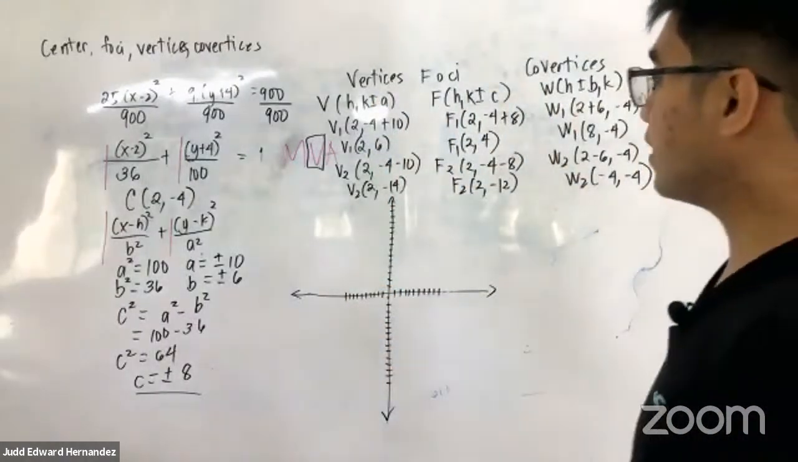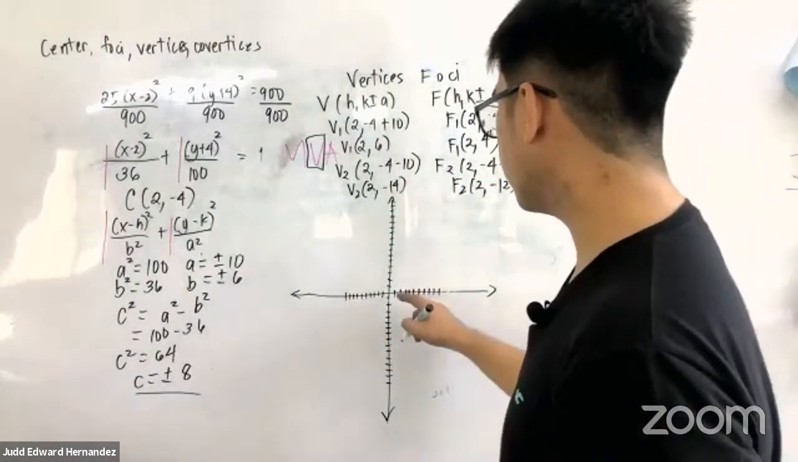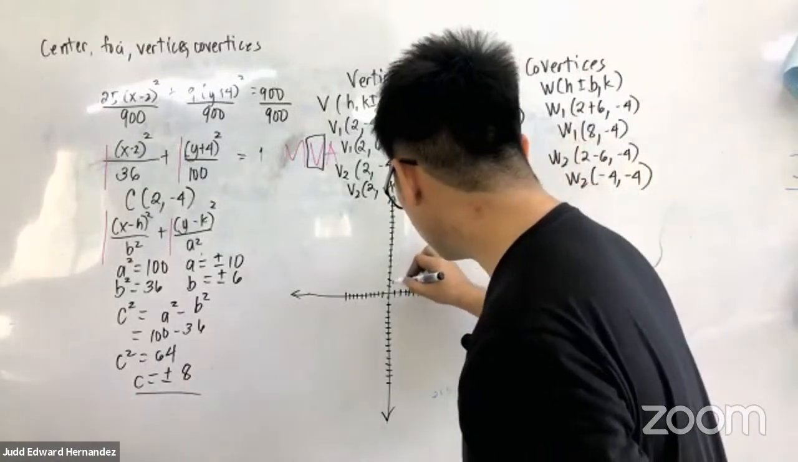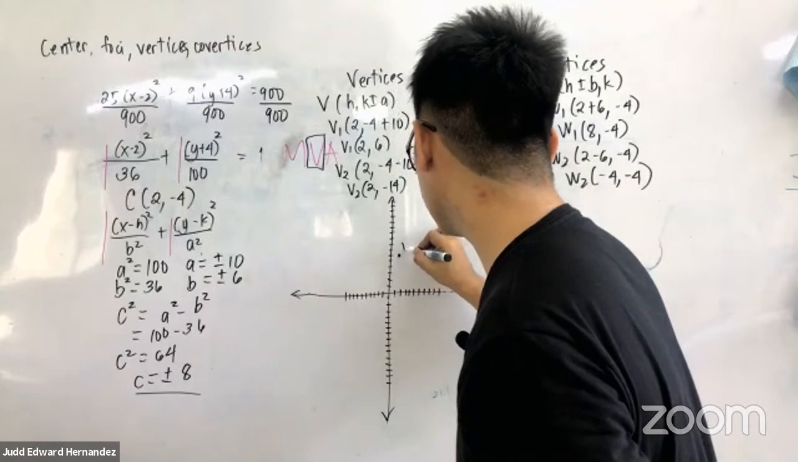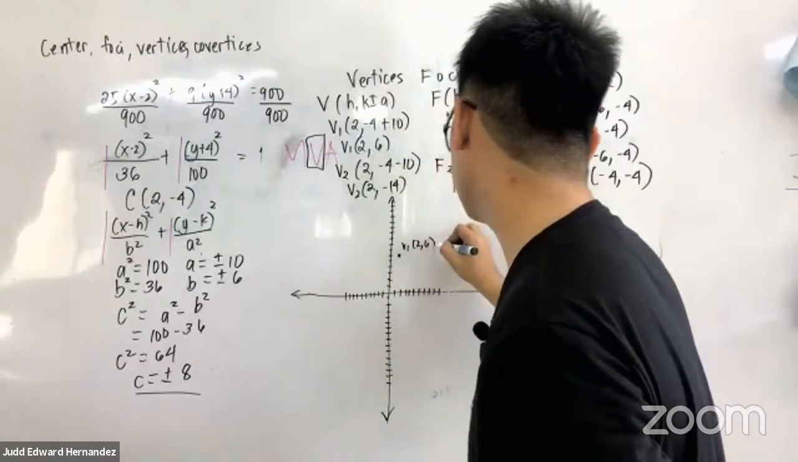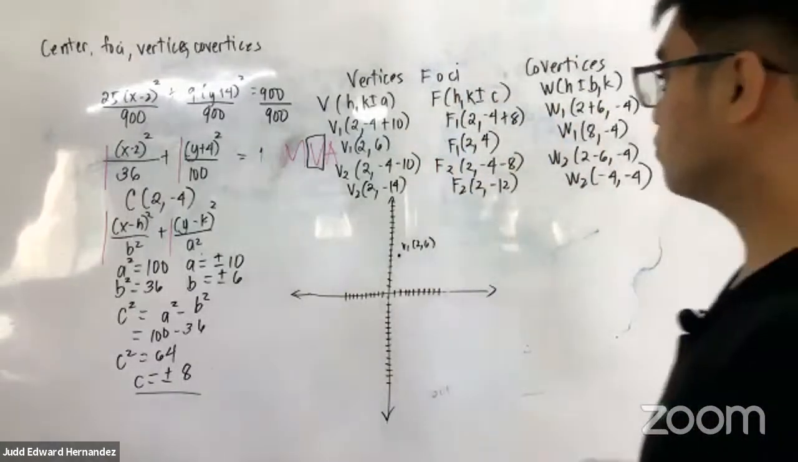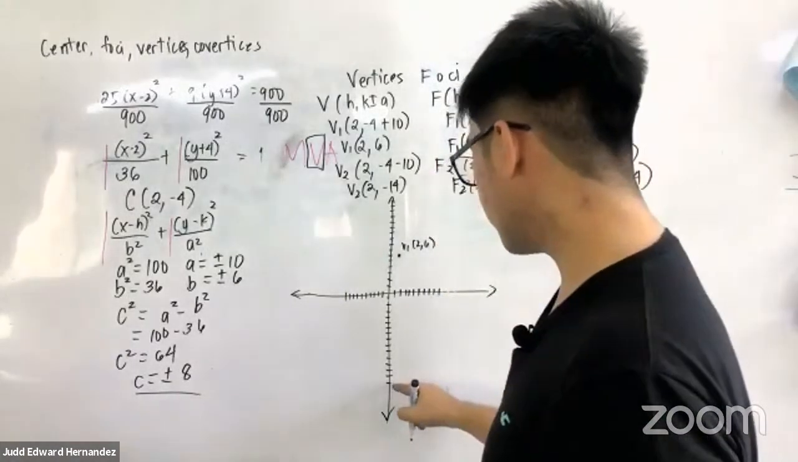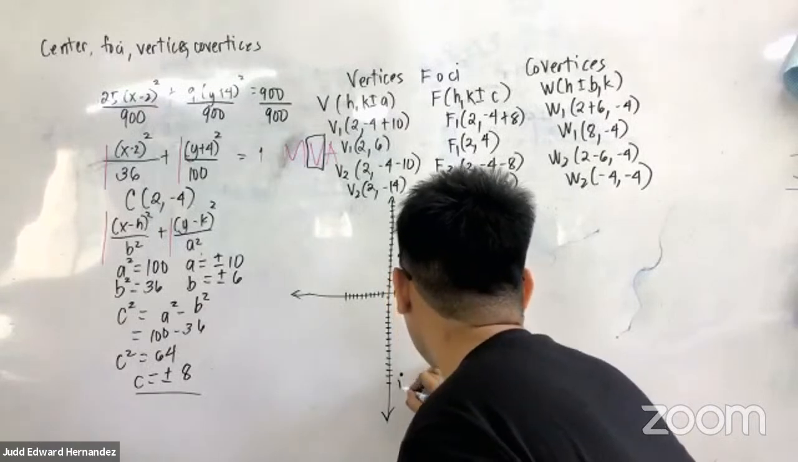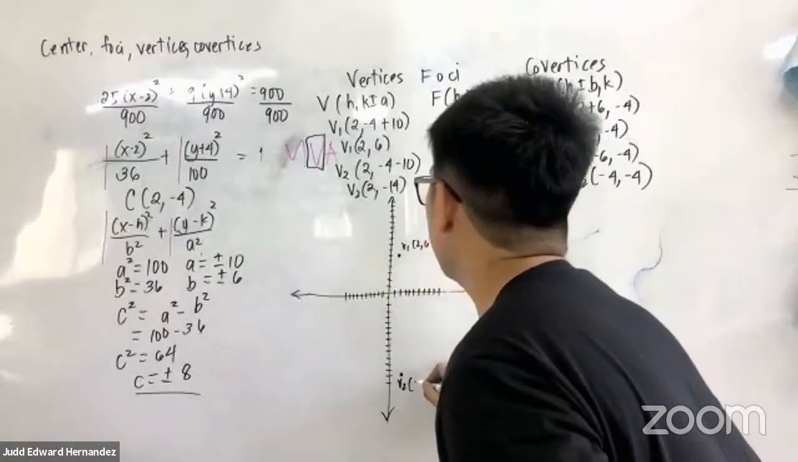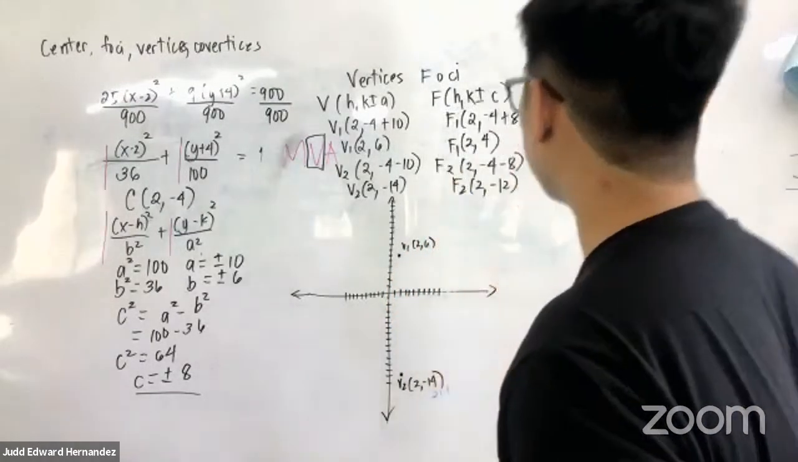Okay. So graph natin, plot natin si V1. That is 2, 6. So this is our V1. The location is 2, 6. Our V2, 2, -14. This is -15. This is -14. So this is our V2. V2 location niya, 2, -14.